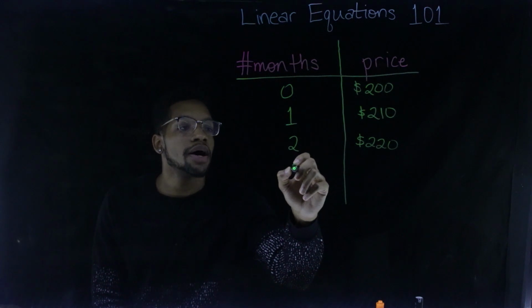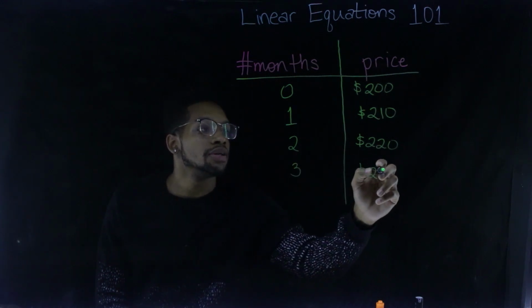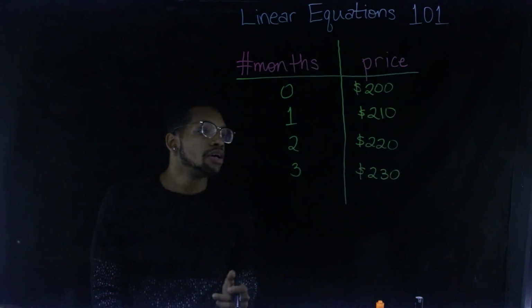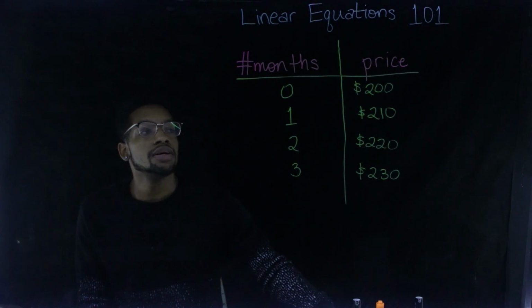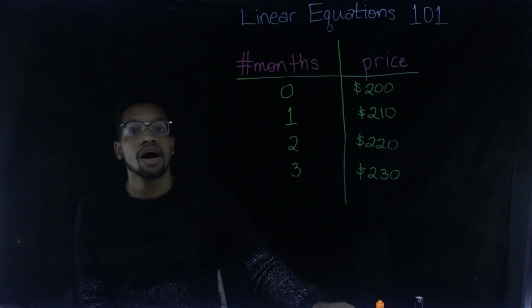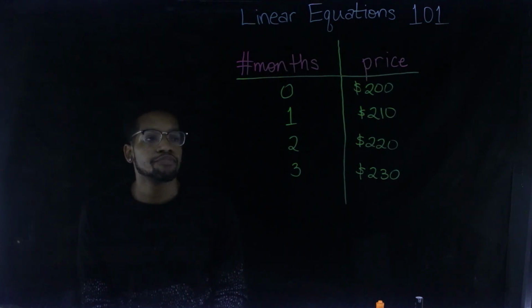And you already know the pattern. Each month, what happens? Another $10. So now we're going to be looking at $230. So that's one way you can look and see how much you spent depending on how long it's been. Problem is, what if we wanted to see 2 years down the road, how much have we spent?